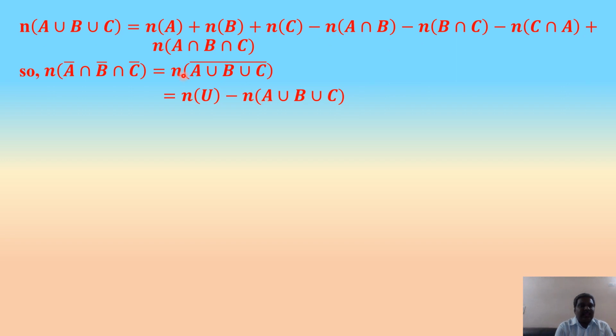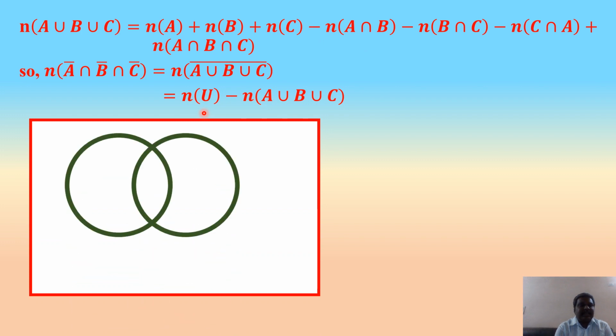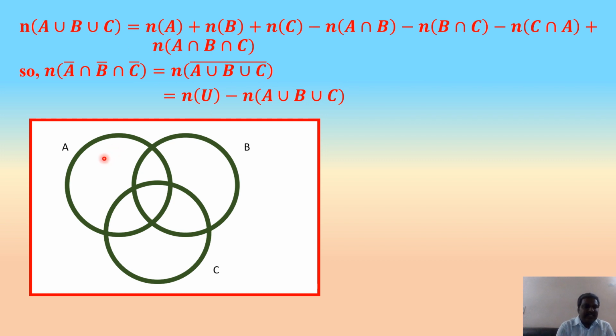So for A union B union C, let us see the diagram. This is the universal set. This is my A. This is my set B. This is my set C. So A, B, C are the 3 sets. They intersect as shown in the figure. So what is this A?